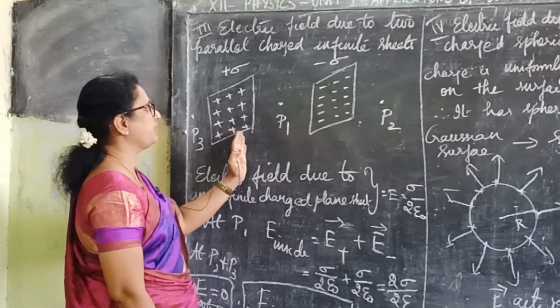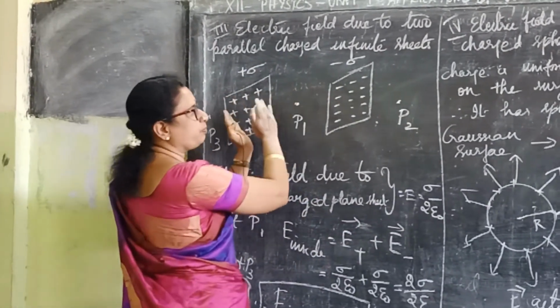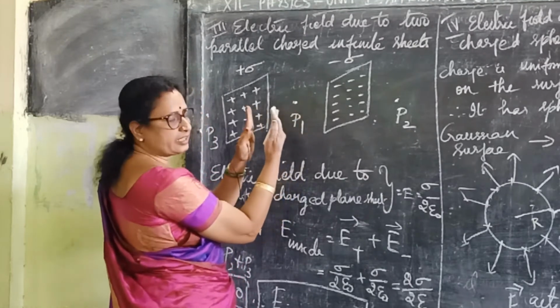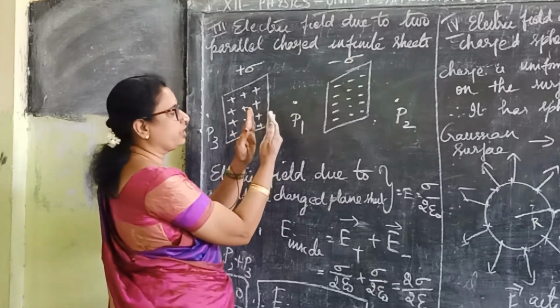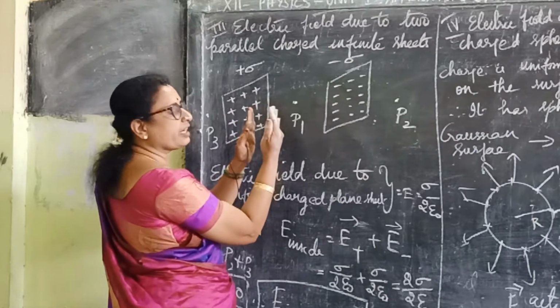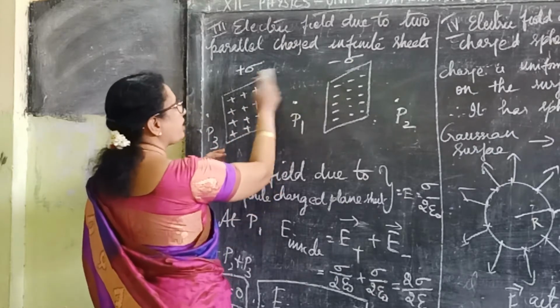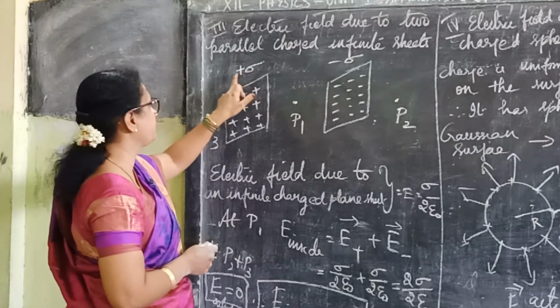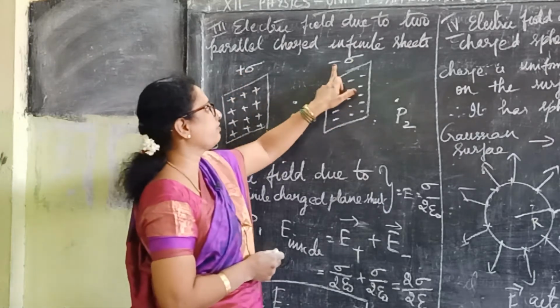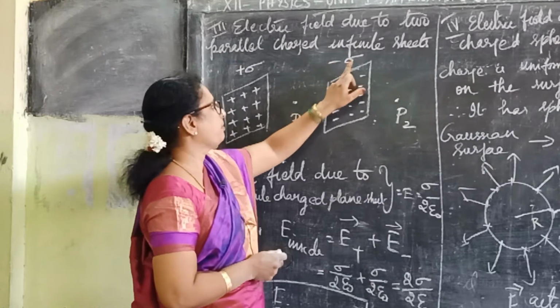The simple case here is that we are considering two plane sheets which are placed parallel like this. One plane sheet has positive charge stored in it, another plane sheet has negative charge stored in it. Both have the same surface charge density. This one has surface charge density plus sigma and this plate has surface charge density minus sigma.